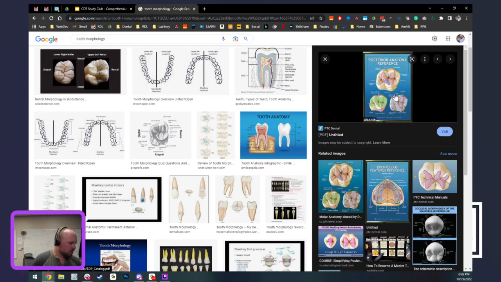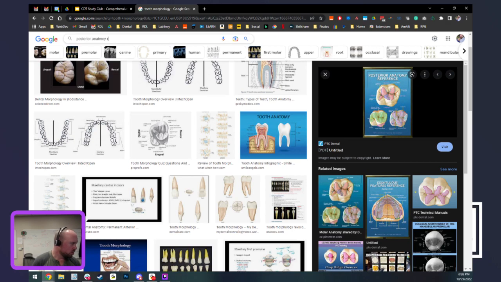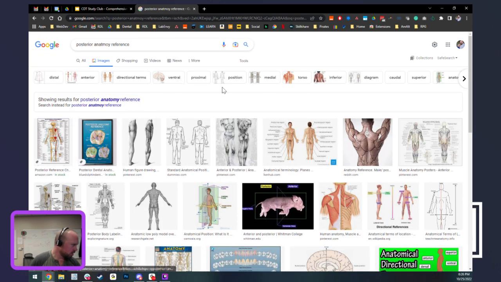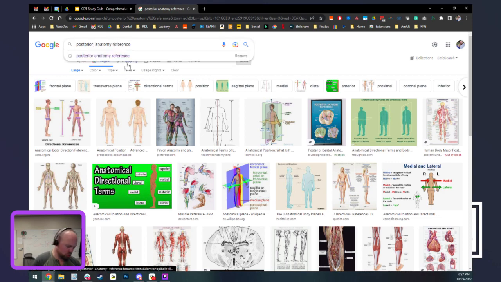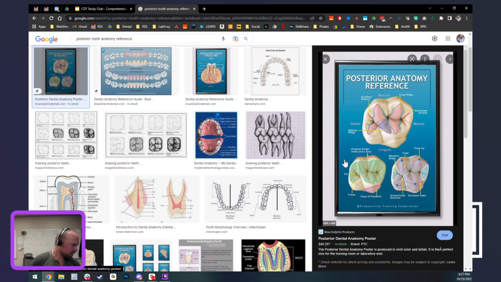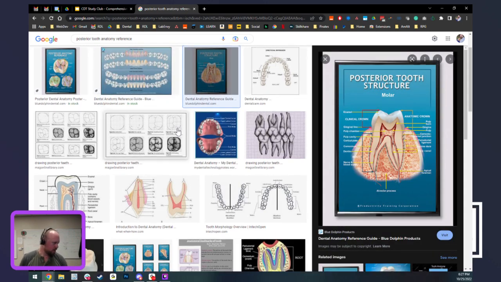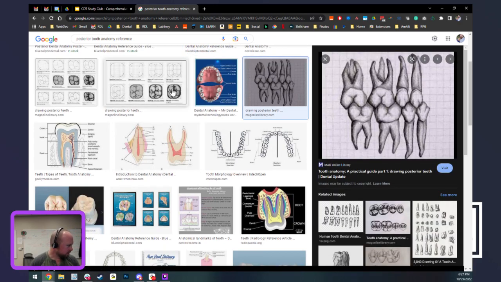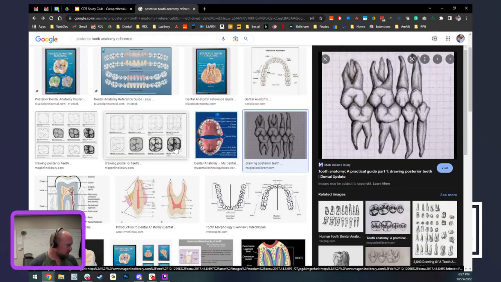Good old PTC Blue Dolphin training. All right, so this tool right up here, if you go to tool, I'm gonna go to large. Tooth. Oh, nice. All right, tooth morphology. I'm gonna go back on these references a bit.